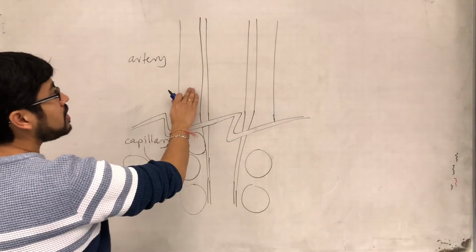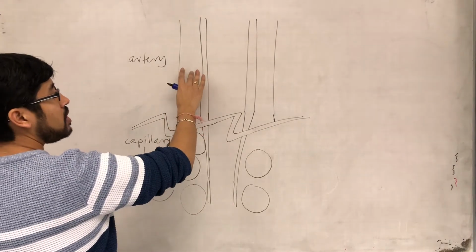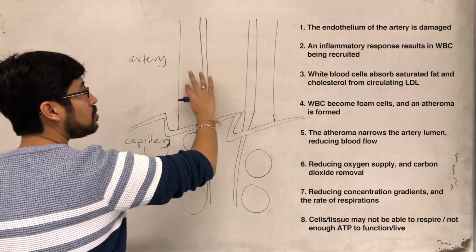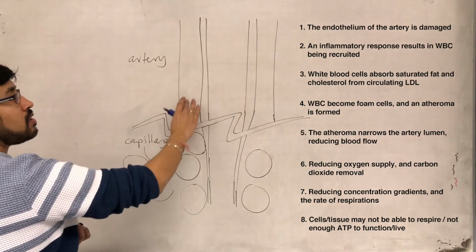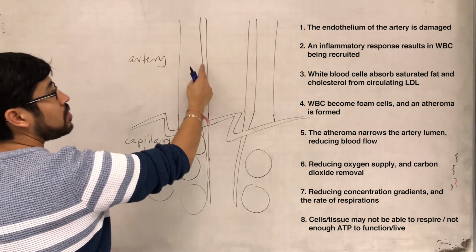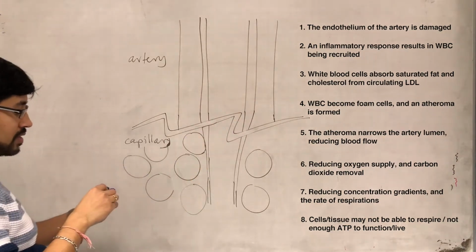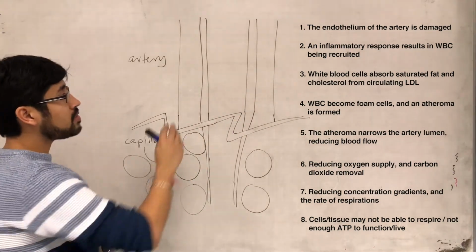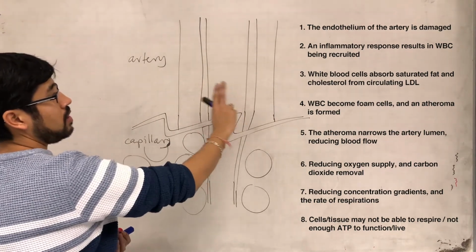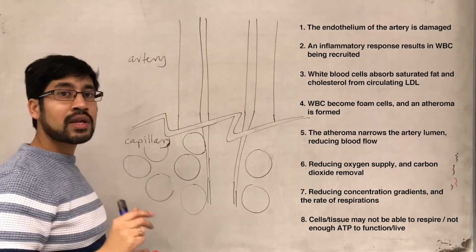So we have our artery here. We've got the elastic tissue here, the thick layer of smooth muscle. And then on the inner layer, we've got the endothelium. Okay, so that's that one layer of cells that forms the innermost layer of that artery.